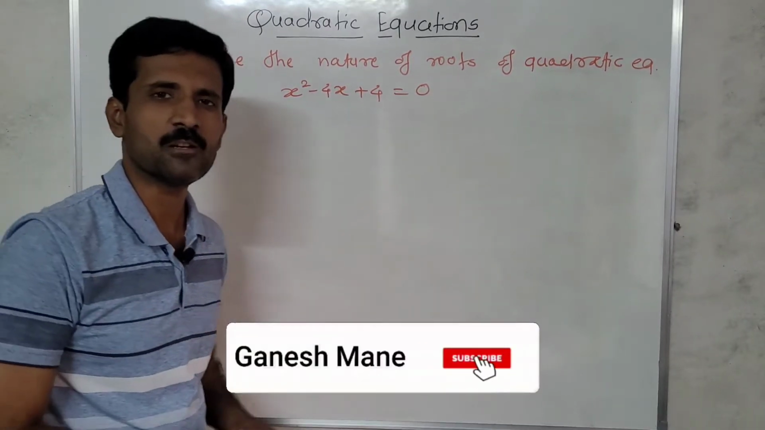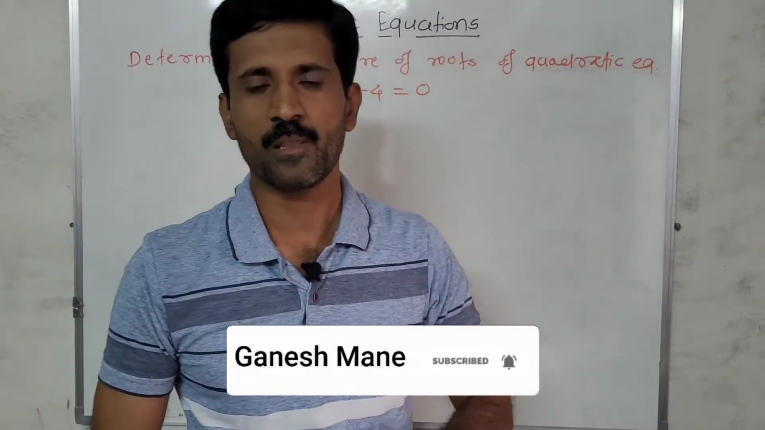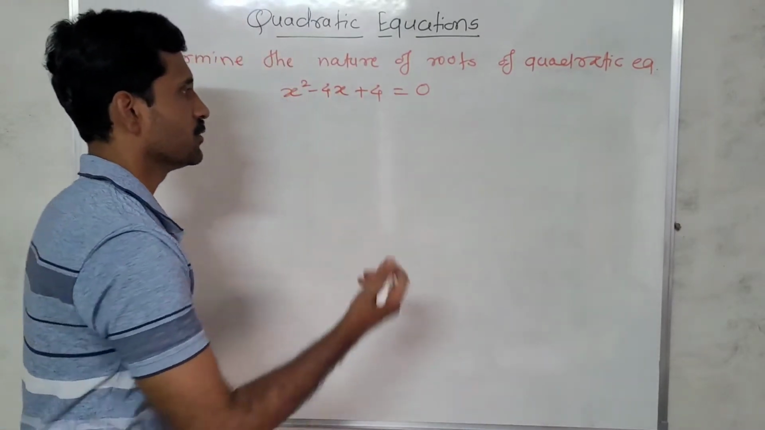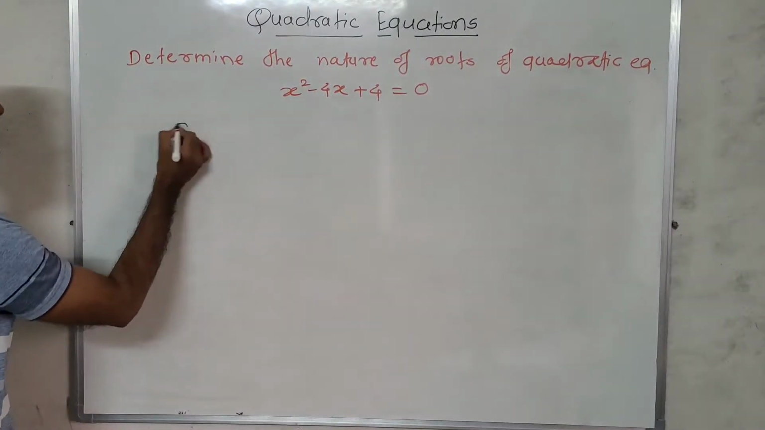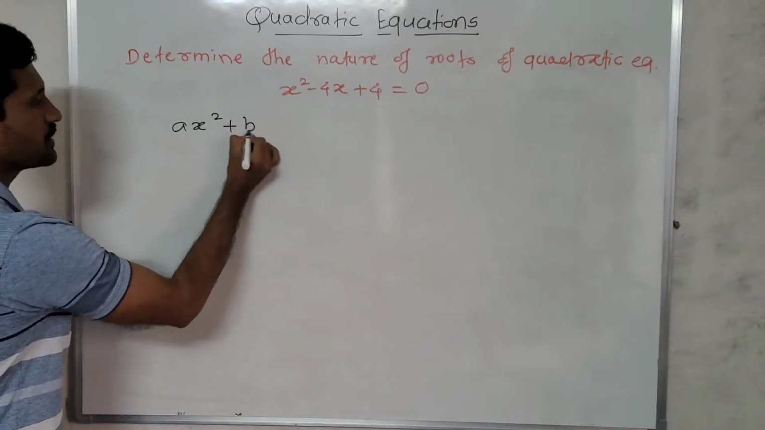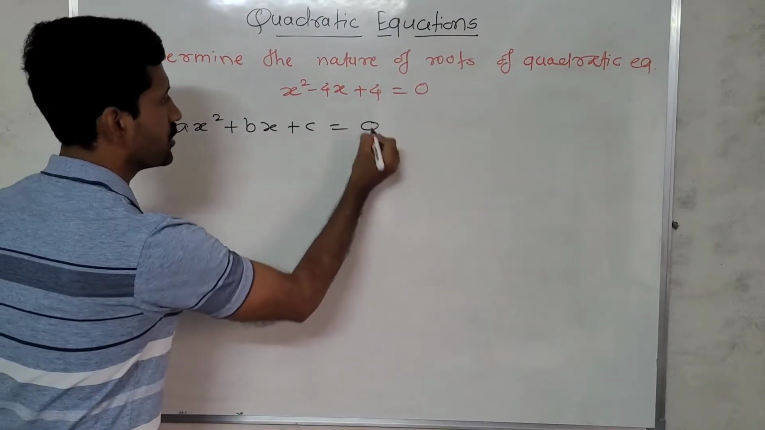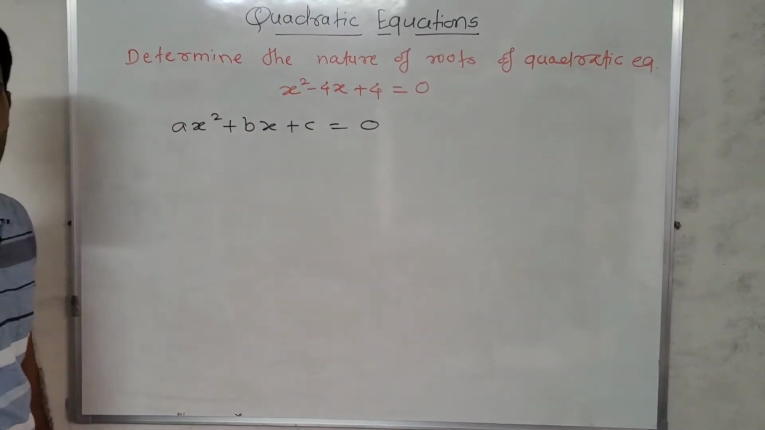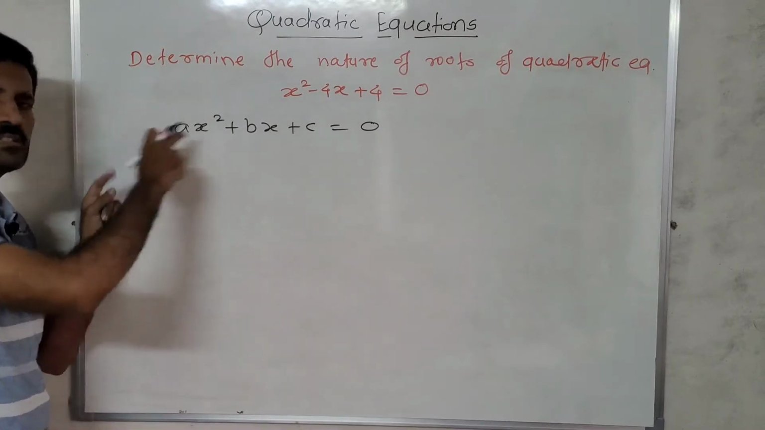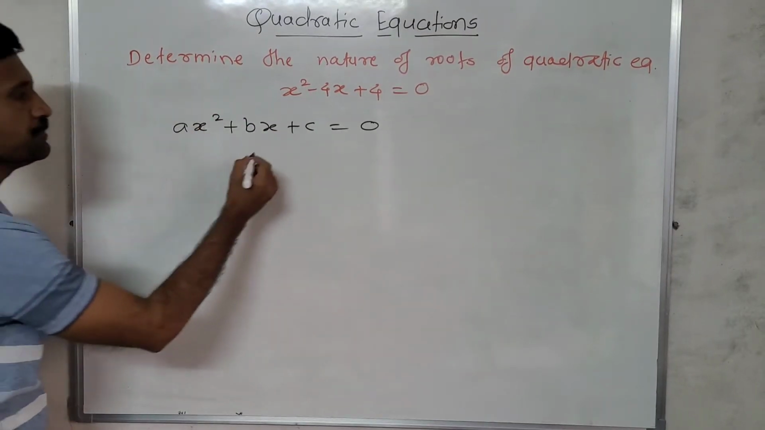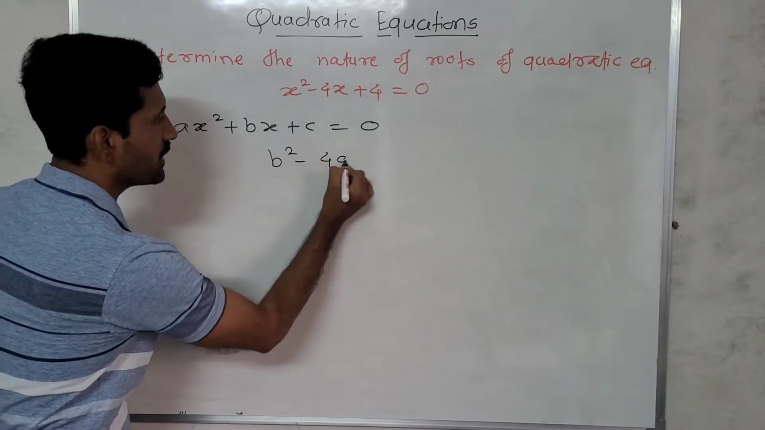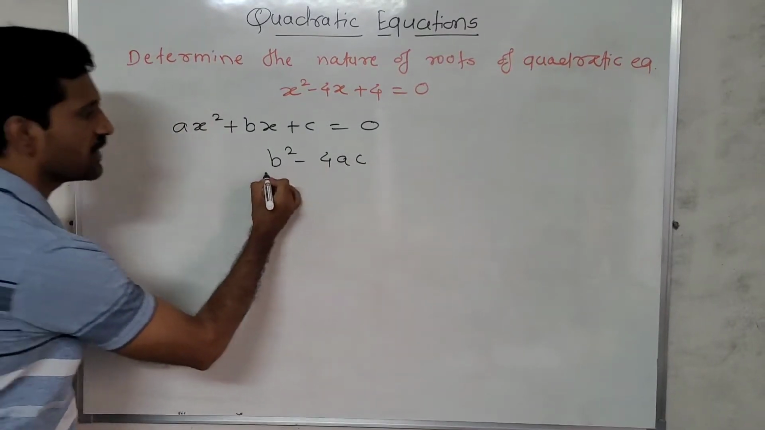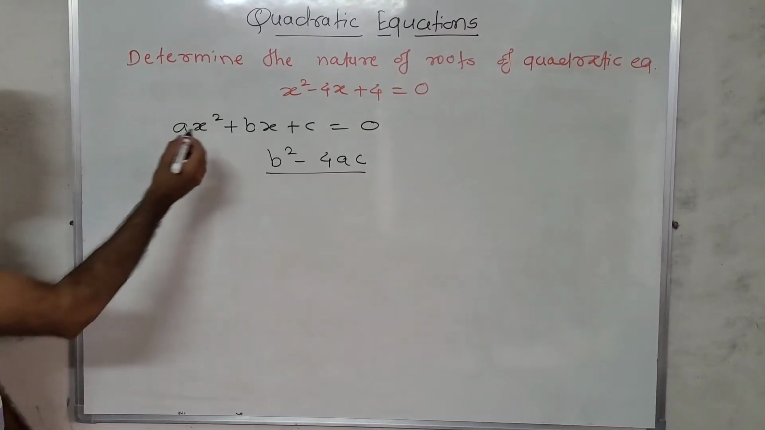So earlier we have studied what is the discriminant of the quadratic equation. So we'll just revise quickly. If ax square plus bx plus c is equal to 0, this is the general form. So if this is the quadratic equation, for this equation, b square minus 4ac is nothing but the discriminant of the quadratic equation.